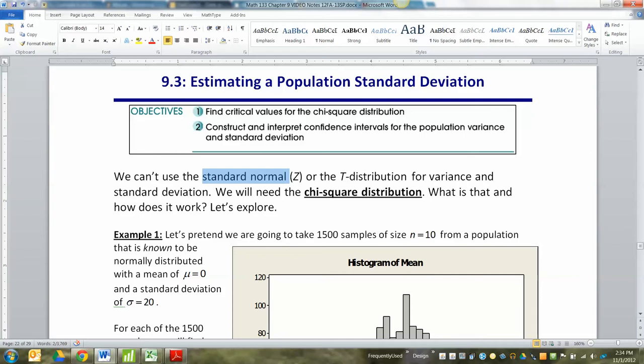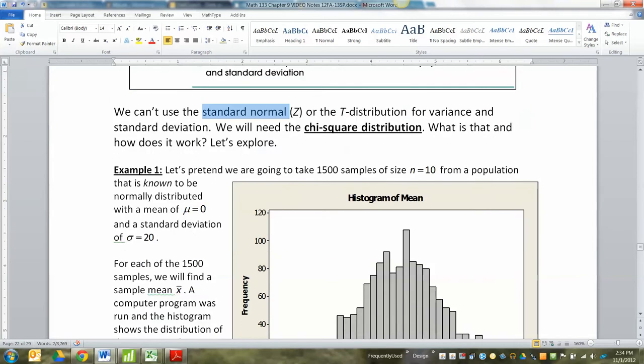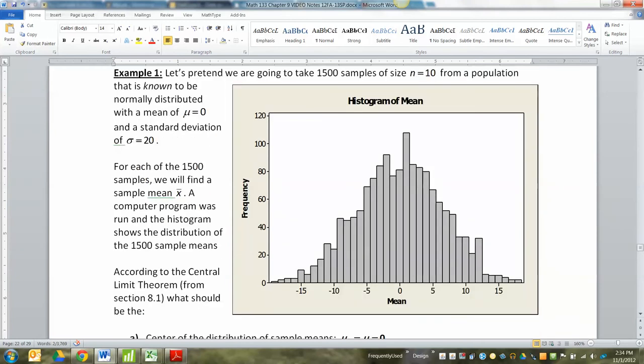T we kind of fudged through, but it was okay because the T looks so much like the normal that, you know, it was no big deal. The chi-square, on the other hand, is going to be a bit different. So let's figure out how the chi-square works, so that way we understand it a little bit better.